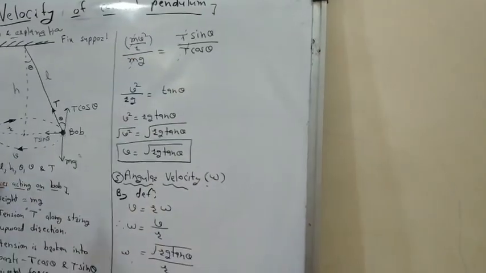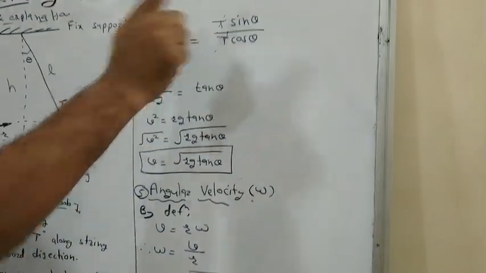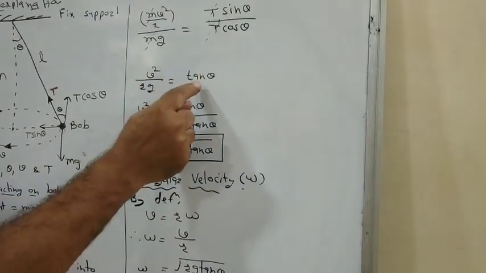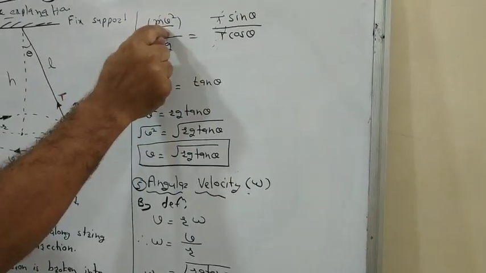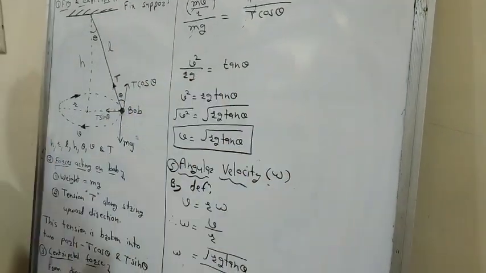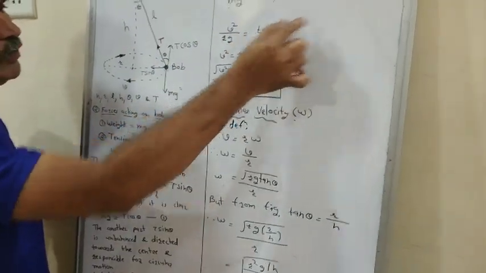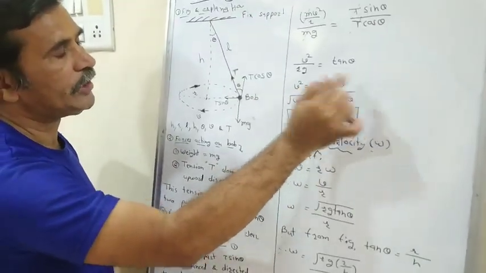So what do you observe here? This m and this m cancel. Similarly, T and T cancel. Sin upon cos is called tan theta. So v square, this r goes to the denominator. So we get v square upon r into g is equal to tan theta. In other words, I can say that this rg goes on this side. So v square is equal to rg tan theta.